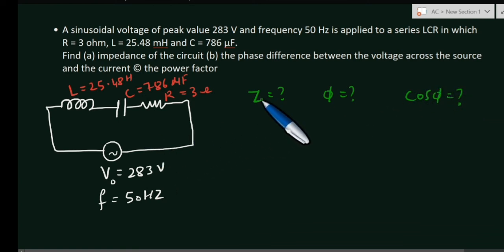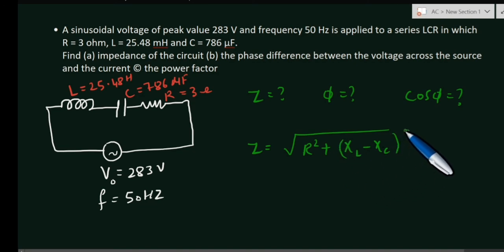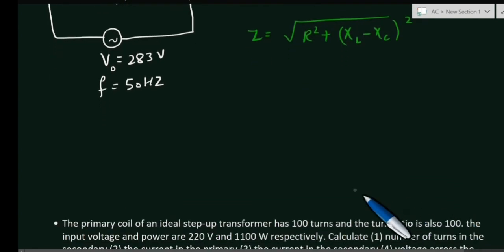Okay, first we need to calculate the value of Z, but formula of Z is square root of R square plus (XL minus XC) whole square. Here in this formula we don't know what is XL and what is XC, so first we will calculate what is XL and what is XC. So we are using, these are the steps. I'm going to write the steps here.